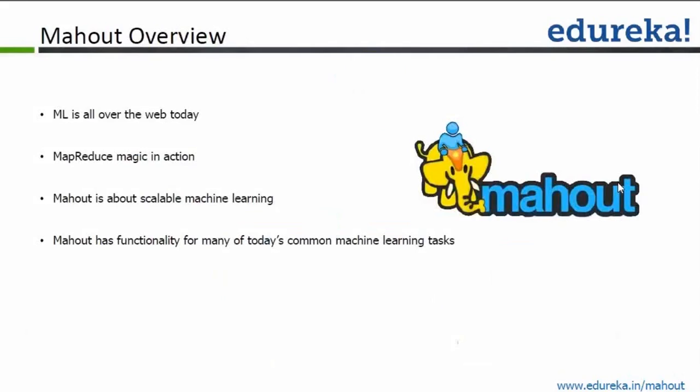So machine learning is all over the web today, and MapReduce magic is in action. Since Mahout depends on MapReduce, all the capabilities of MapReduce are already part of Mahout. And Mahout is about scalable machine learning. Mahout has functionality for many of today's common machine learning tasks. Even though Mahout is not directly comparable to R, where you can find thousands of packages and almost everything is possible using R as a statistical tool, Mahout is still at an early stage. It has the most commonly used algorithms implemented, and it's been evolving to include a lot of complex things as well.